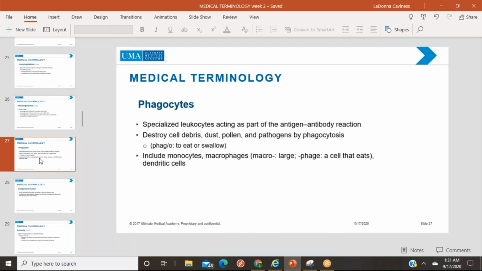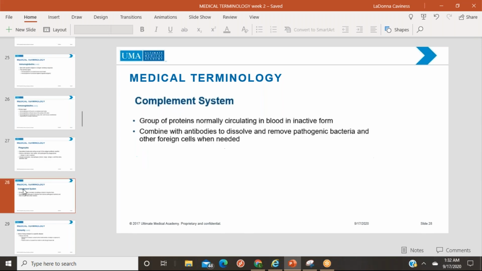Phagocytes, specialized leukocytes acting as part of an antigen, antibody reaction, destroy cells, debris, dust, pollen, pathogens by phagocytosis, PHAGO to eat or swallow. Include monocytes, macrophages. Macro, M-A-C-R-O, means large, and phage, P-H-A-G-E, means a cell that eats. Dendritic cells.